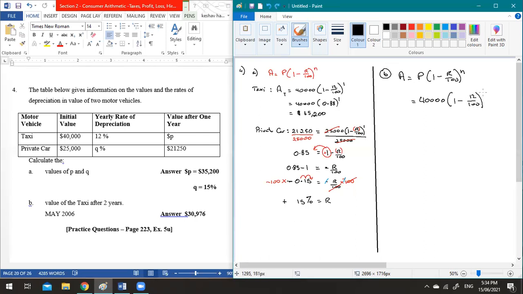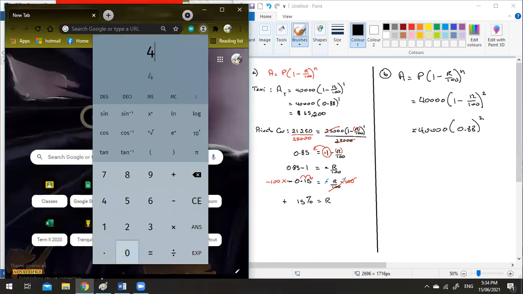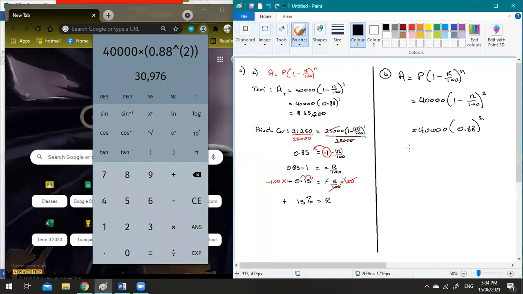So we have 40,000 by 0.88. So this part didn't change, it's only the power 2 that changes. So 40,000 multiplied by 0.88 to the power 2, those are brackets. And after 2 years, the taxi will be worth $30,976.